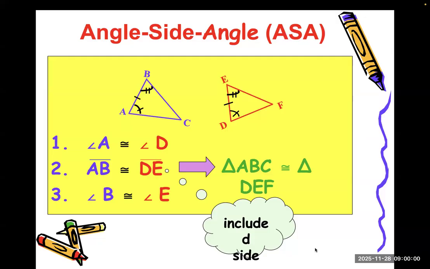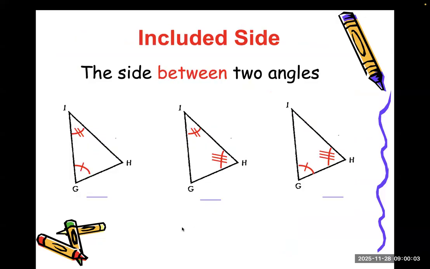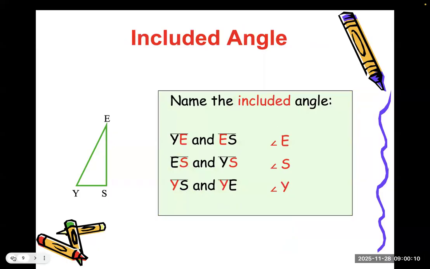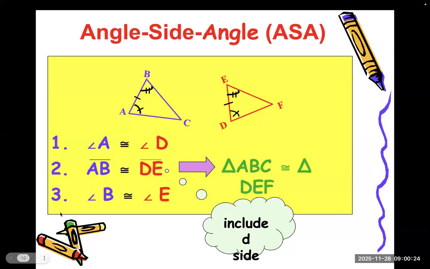Now, if you remember, in our last video we talked about included angles, and how the angle in between the sides is the included angle. Now we're going to go into included sides. An included side is very, very important because it is going to be the difference between whether it is ASA or AAS.